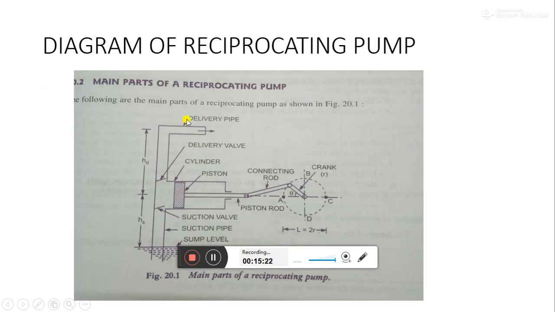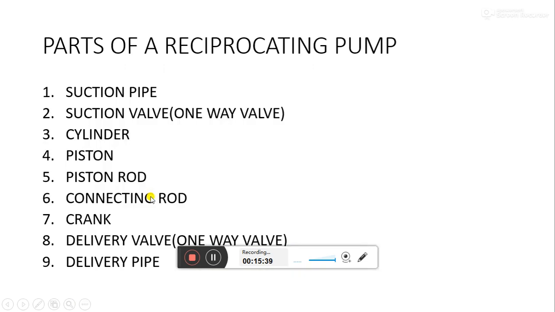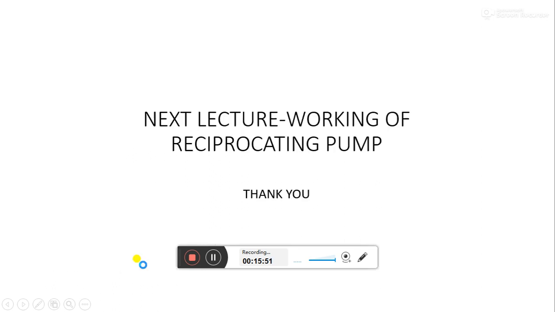Now last, the diagram of the reciprocating pump. You have a sump, a suction pipe, a suction valve, a cylinder, a piston, a piston rod, a connecting rod and crank, a delivery valve, and a delivery pipe. Then we learned about the parts of the reciprocating pump, which are suction pipe, suction valve, cylinder. Suction valve is a one-way valve, then piston, piston rod, connecting rod, crank, delivery valve and delivery pipe.